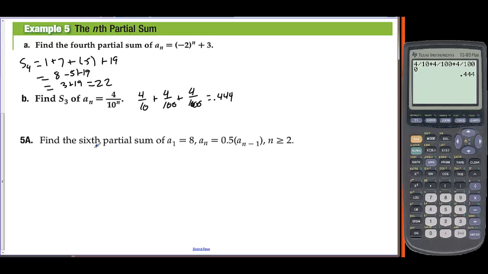Find the sixth partial sum of this recursive formula. So a sub 1 is 8. So we have 8, and then we have plus half of the previous term. So that's going to be 4, 2, 1, and 1 half. There's 1, 2, 3, 4, 5, and then plus 1/4.